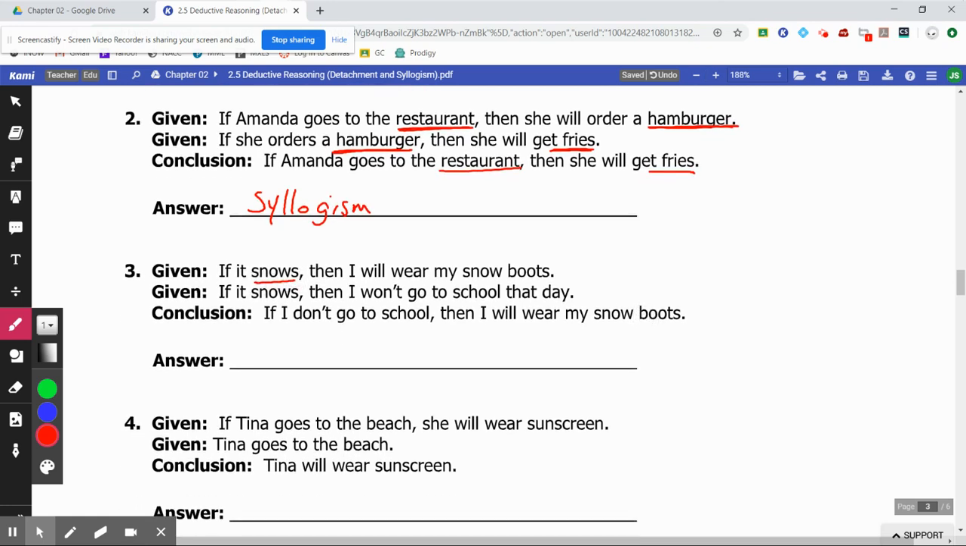If it snows, then I will wear my snow boots. So snow implies boots. If it snows, then I won't go to school. So snow implies no school. This would be P implying Q. This down here would be P implying R. That is neither one of the laws. So you don't even have to look at that, because that is not a valid argument on number three.